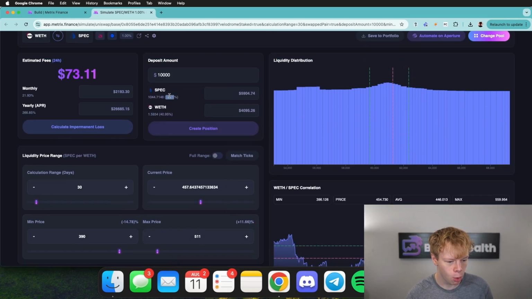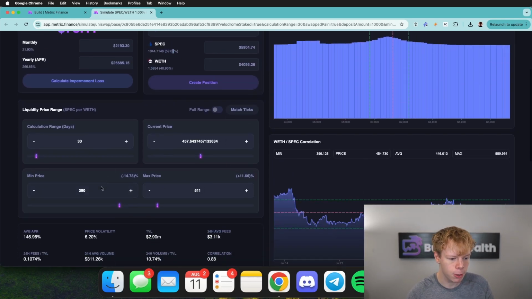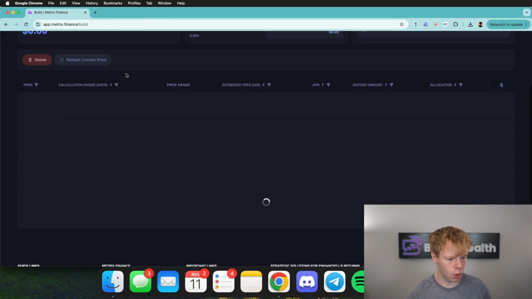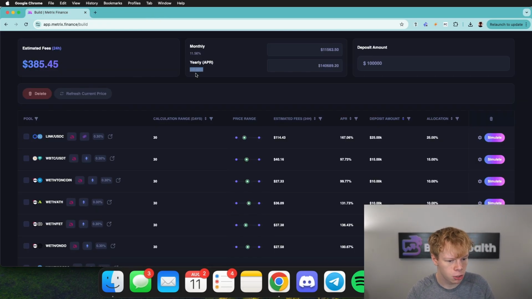This is going to take a little bit more of a bullish outlook on spec. And if we are a little bit more neutral on both the assets, we could do 395, and that weights us a little bit more towards Ethereum. So we'll save that to the portfolio, and then we will delete that old one out of the portfolio. Now we're sitting at 140% APR, very, very close to that benchmark.